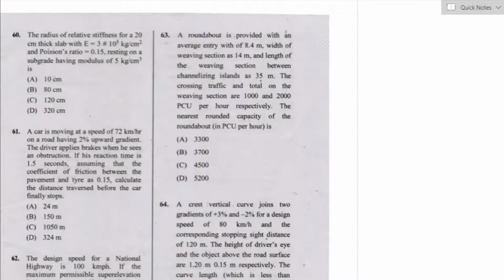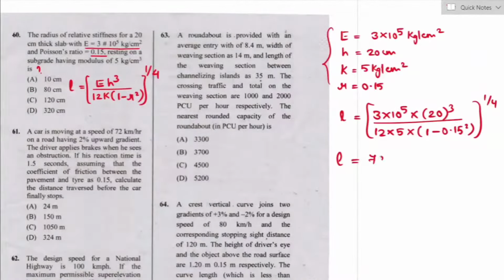Question number 60. The radius of relative stiffness for a 20 cm thick slab with Young's modulus of elasticity 3 into 10 to the power 5 kg per centimeter square and Poisson ratio of 0.15 resting on a subgrade having a modulus of 5 kg per centimeter cube is. So we have to find the radius of relative stiffness. It is given by the formula L is equal to E H cube divided by 12 K into 1 minus mu square, to the power of 1 by 4. Therefore, radius of relative stiffness will be 79.99 centimeter, which is equal to 80 centimeter. So the right answer is option B.